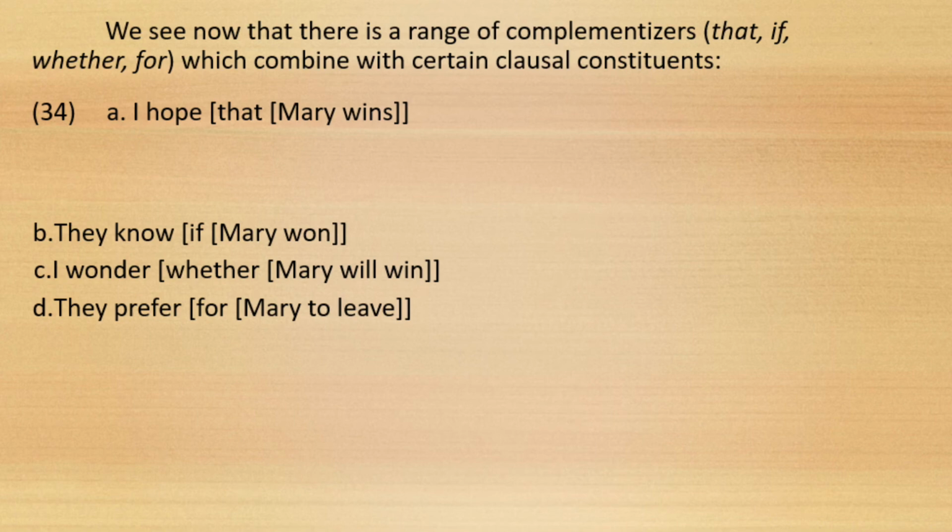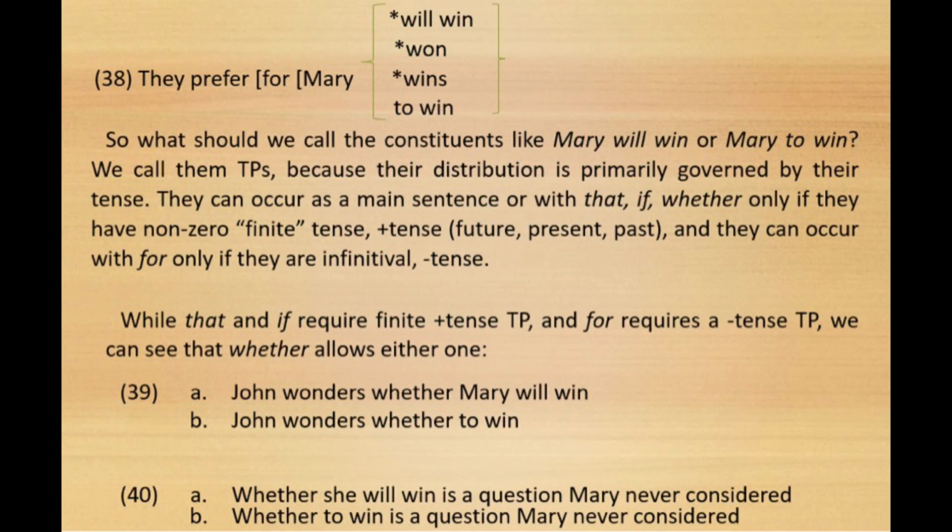I hope that Mary gets a chance to have a vacation in Antarctica. What the complementizer cares about is not what the subject is or what the VP is, but what the tense is. They hope that Mary will win. They hope that Mary won. They hope that Mary wins. They hope that Mary to win. They prefer for Mary will win. They prefer for Mary won. They prefer for Mary wins. They prefer for Mary to win.